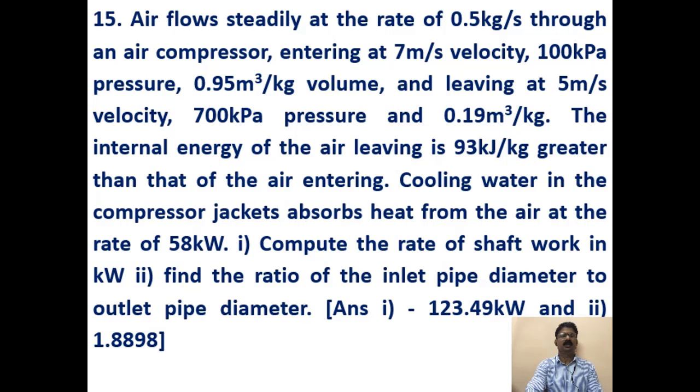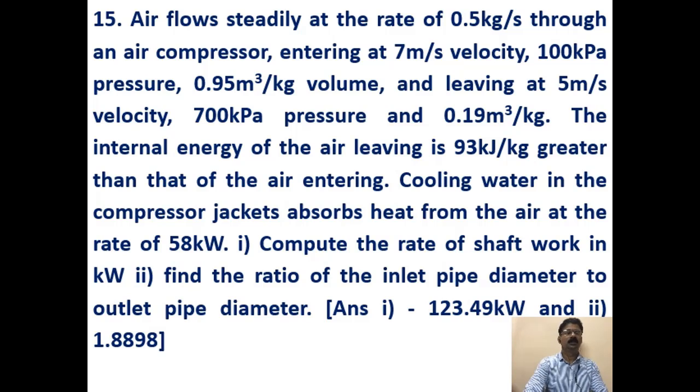The internal energy of air leaving is 93 kilojoules per kg, greater than that of the air entering. Cooling water in the compressor jackets absorbs heat from the air at the rate of 58 kilowatt. Compute the rate of shaft work input in kilowatt. Find the ratio of the inlet pipe diameter to the outlet pipe diameter.